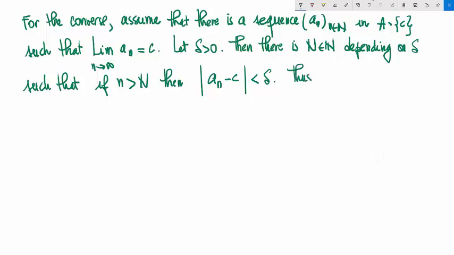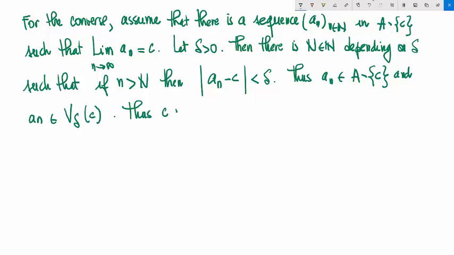So thus, An is an element of the set A take away C, and An is in the delta neighborhood of C, V delta. Thus, C is a cluster point of A.